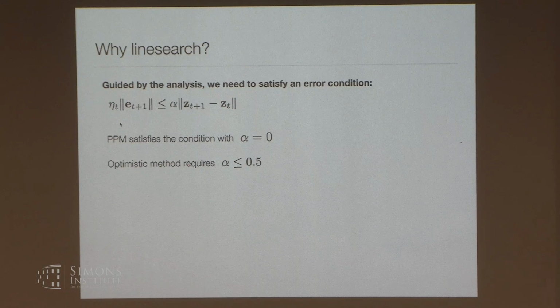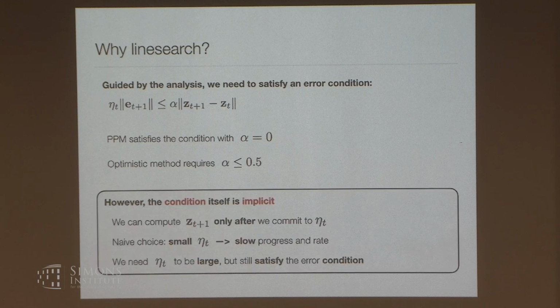If we were in the proximal point algorithm, we can satisfy this with alpha 0. We're in the perfect case. We can go as fast as we want. And we can show that if we know the parameters in a certain way, the optimistic method achieves this with 0.5. But there's still a problem. This condition is implicit. We still don't say how to select eta such that this is satisfied.